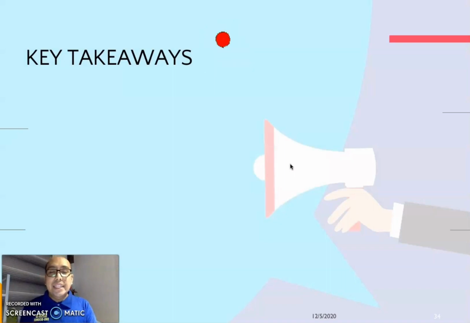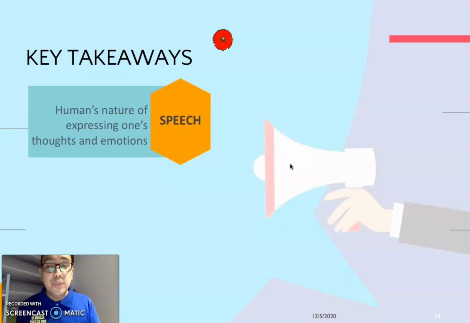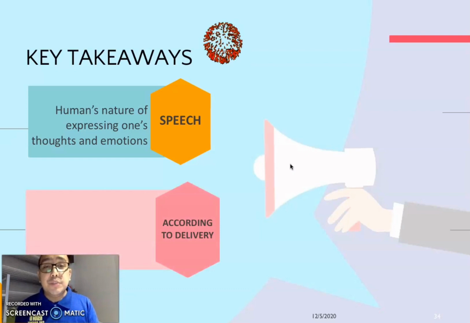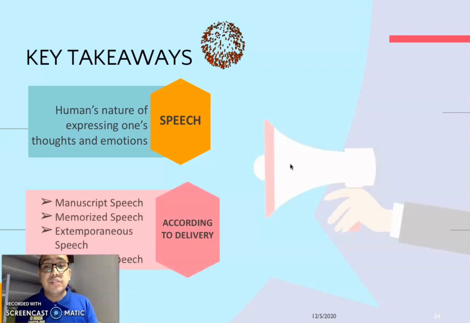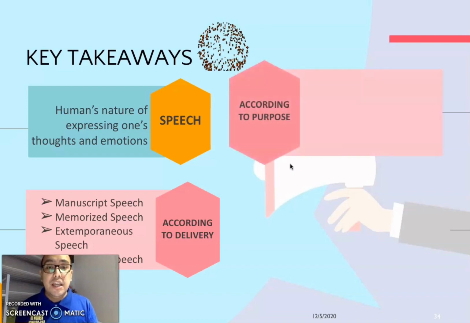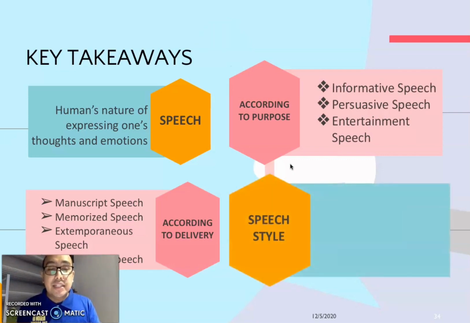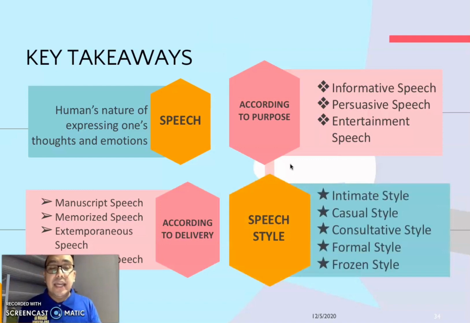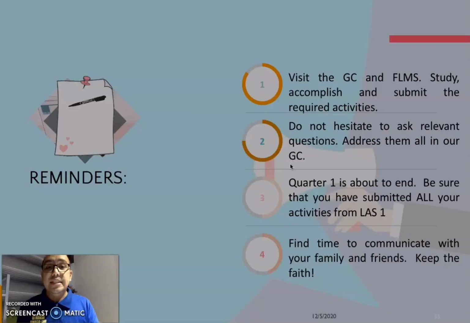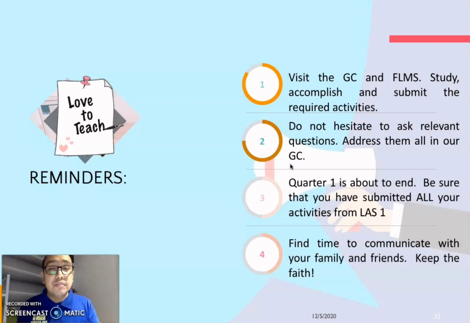So these are our key takeaways for today's discussion. Again, we define speech as a human's nature of expressing one's thoughts, feelings, and emotions. These are the types of speeches according to delivery: the manuscript, memorized, extemporaneous, and impromptu speech. According to purpose, we have informative, persuasive, and the entertainment speech. And the different speech styles that we have discussed are the intimate style, the casual, consultative, the formal, and the frozen style.